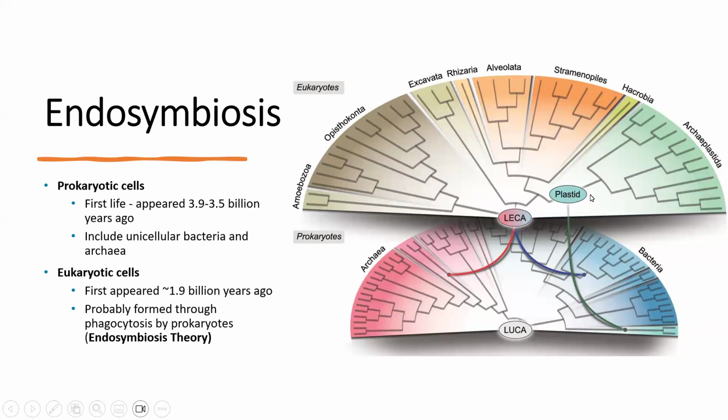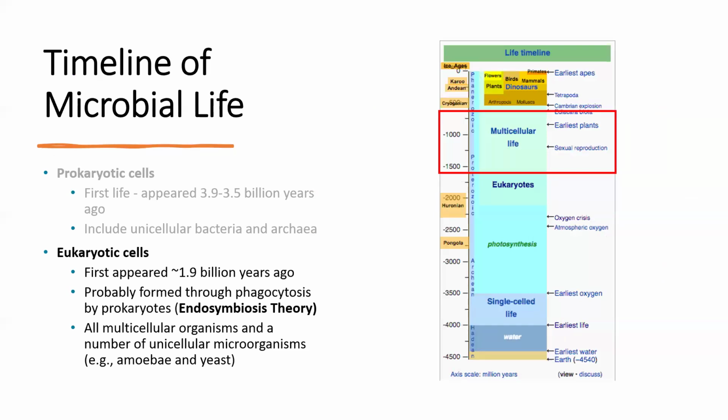However, there was a second endosymbiotic event, which occurred with the phagocytosis of some sort of cyanobacteria, which gives the formation of your chloroplast. And now you give rise to all of your photosynthetic eukaryotes. And so our eukaryotes are going to include all multicellular organisms and several unicellular organisms, right? So we have amoeba and yeast and some other things like that. But it also includes all plants and animals. And so it's a pretty large group.